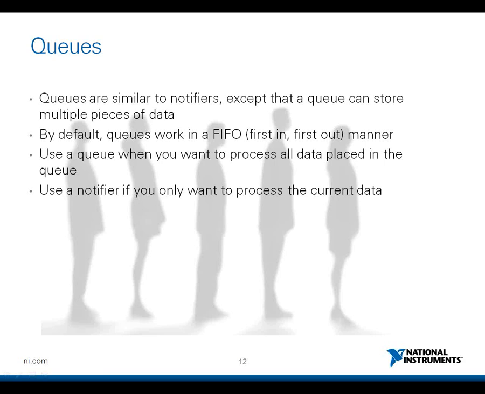You can use queues when you want to process all data placed in the queue. But processing of data cannot be done with the queue itself. All the data elements in the queue have to first be dequeued, and only then can they be processed. Whereas notifiers can only be used if you want to process the current data.